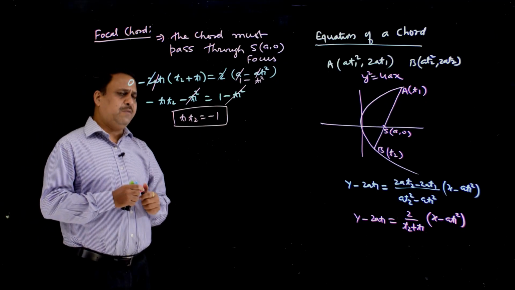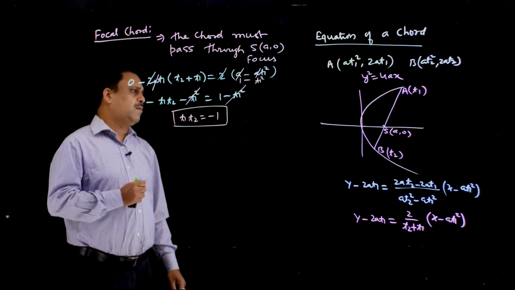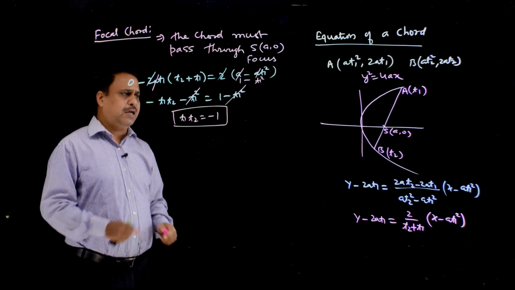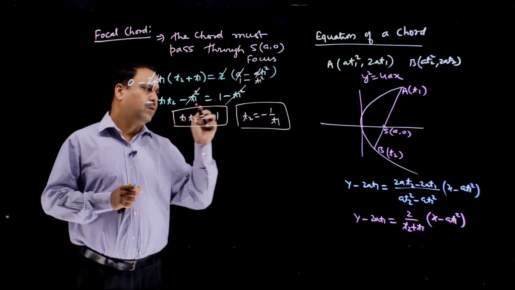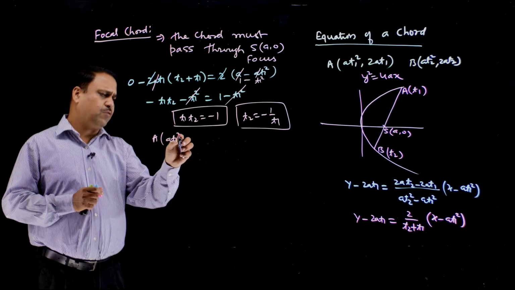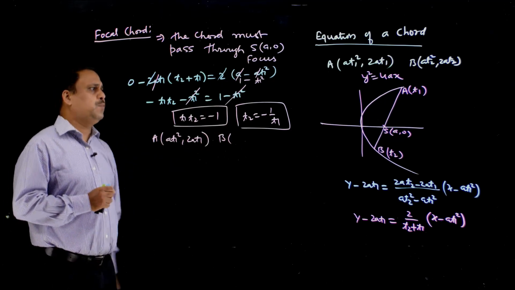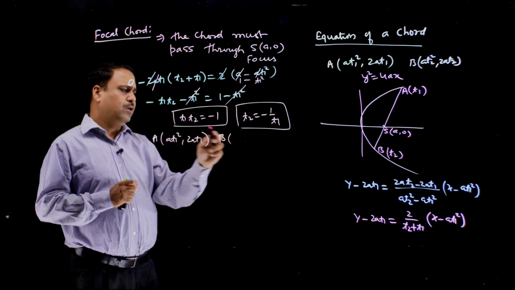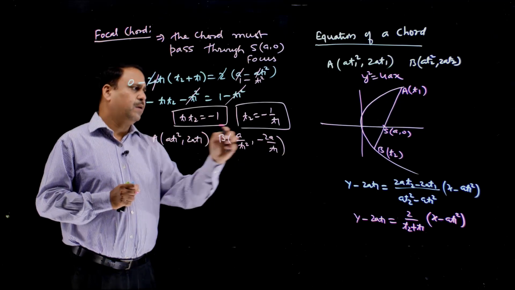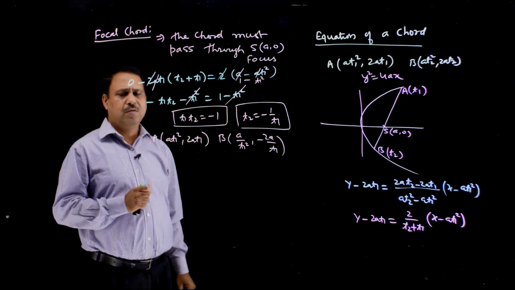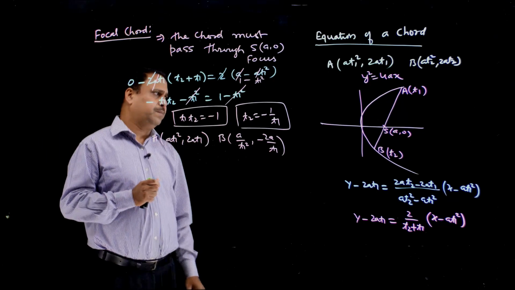This is the condition. If t1 t2 is equal to minus 1, this will give me the equation of the focal chord, or the ends of the focal chord. That means if I know one end, I can calculate the other end by replacing t2: t2 is equal to minus 1 upon t1. So if A is (a t1 square, 2a t1), for B, instead of writing in the form (a t2 square, 2a t2), I can replace t2 with minus 1 upon t1. So this will be (a upon t1 square, minus 2a upon t1). This will give me the equation of the chord. From here, A and B are two ends of the focal chord. So I can calculate this as a focal chord.